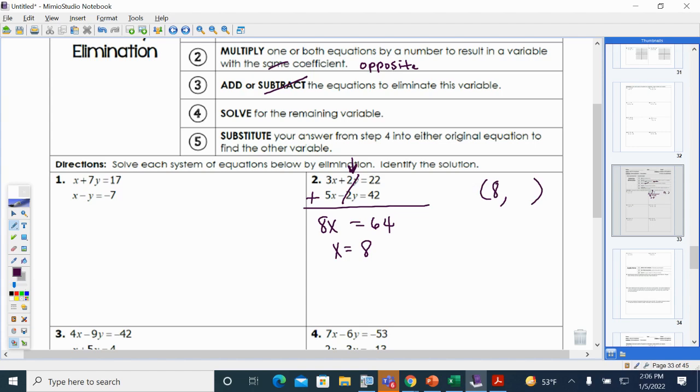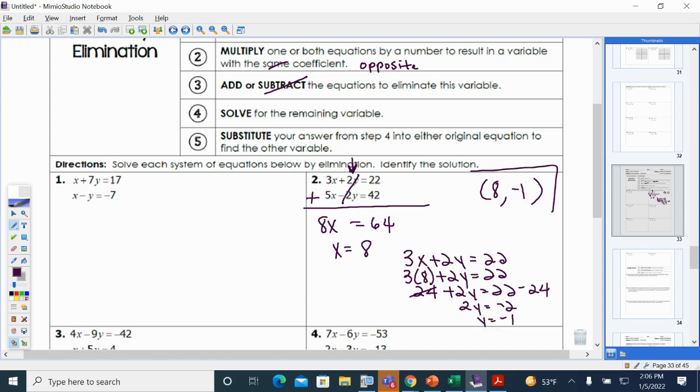We've got to find the y value. And in order to find the y value, you're going to substitute the 8 into one of the two originals. So I'm going to take the first one just because. No special reason, just because. So now instead of 3x, it's going to say 3 times 8. 3 times 8 is 24. We are going to subtract the 24, and we get 2y equals negative 2. And divide by the 2, and you get y equals negative 1. So our answer for number 2 would be 8, negative 1.